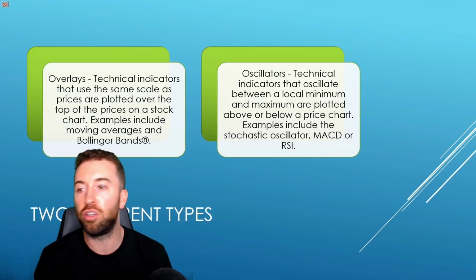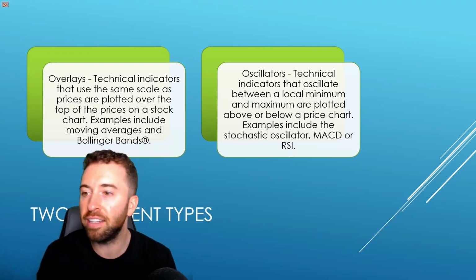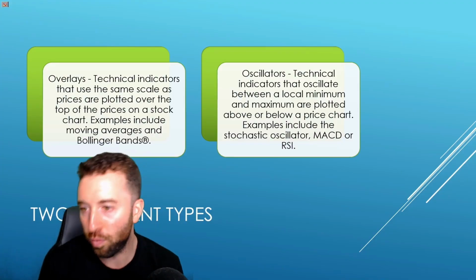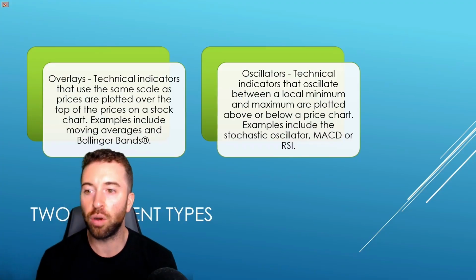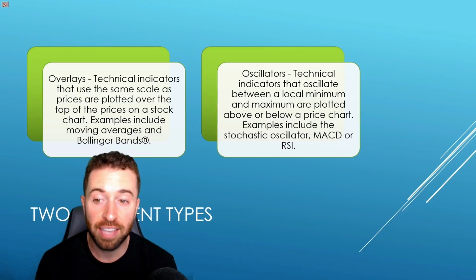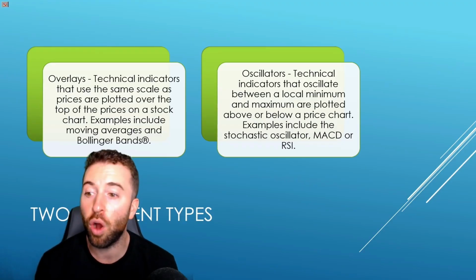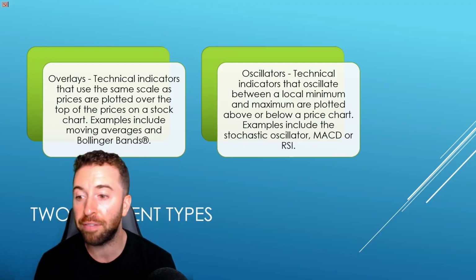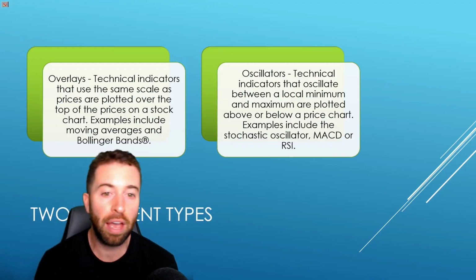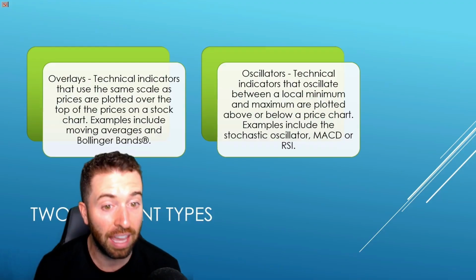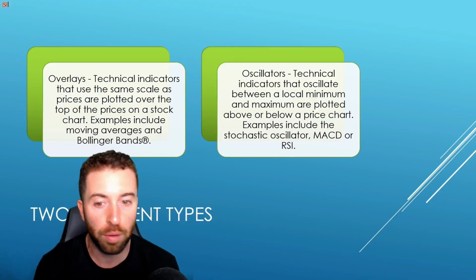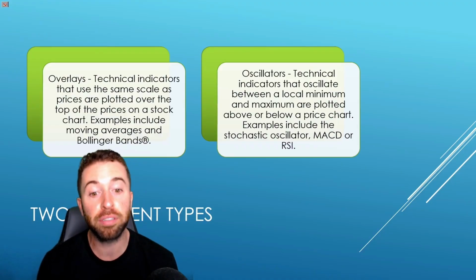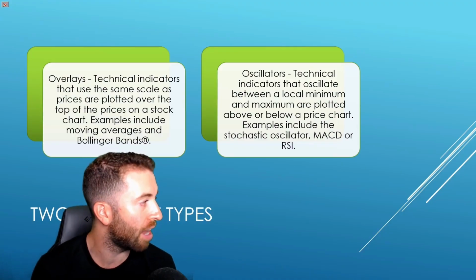So let's talk about the 2 different types of indicators. We have oscillators and we have overlays, okay? So let's start with our overlays here. Overlays are technical indicators that use the same scale as prices and are plotted over the top of the prices on a stock chart. Examples include moving averages and Bollinger Bands. We have our oscillators here, which are technical indicators that oscillate between a local minimum and maximum and are plotted above or beneath a chart. Examples of this would be a MACD or an RSI.